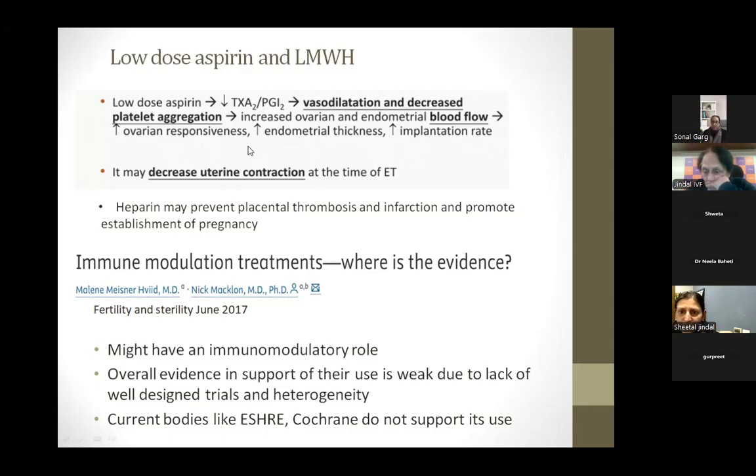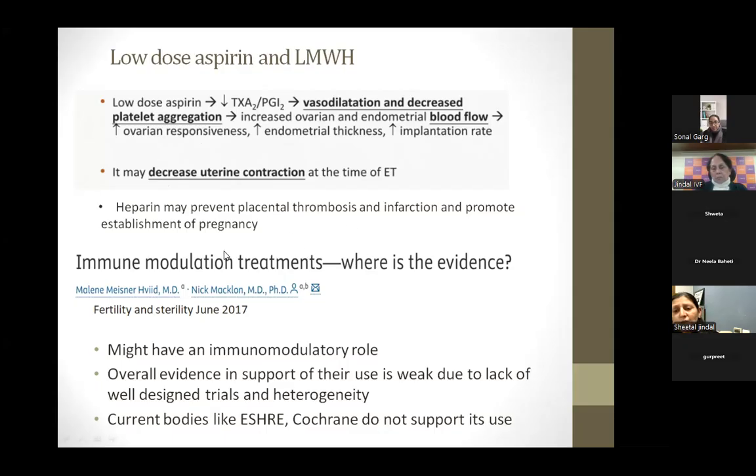But all these are just speculations. What is important is that Ecosprin probably is known to decrease uterine contractions at the time of embryo transfer. And heparin also, we know that these are all blood thinners, and they can prevent placental thrombosis and infarction, and maybe they help in promoting establishment of pregnancy.